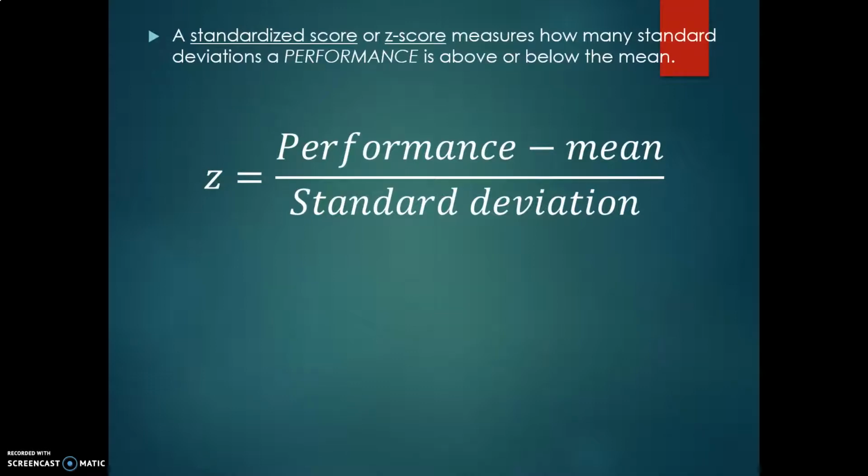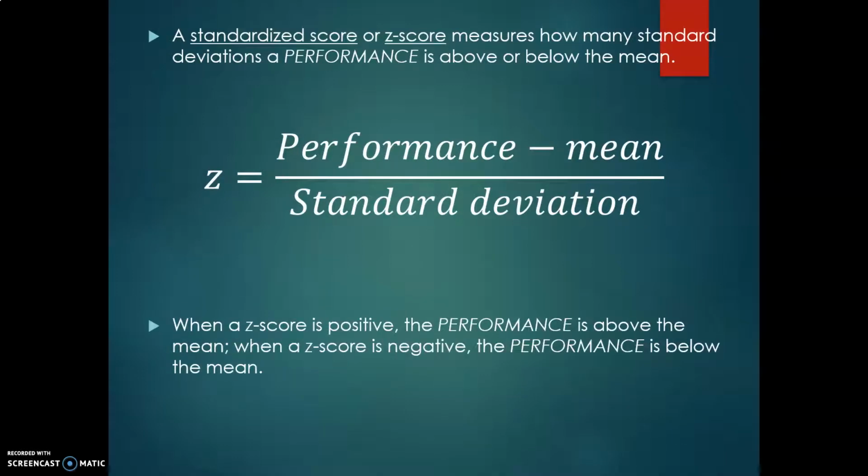And the way we do it is we take the performance minus the mean and then divide it by the standard deviation. Okay, so if a z-score is positive, that means that performance was above the mean. And when a z-score is negative, that means the performance is below the mean.